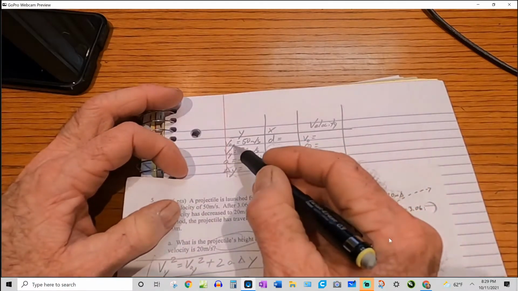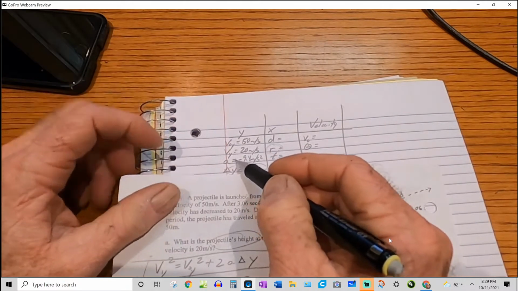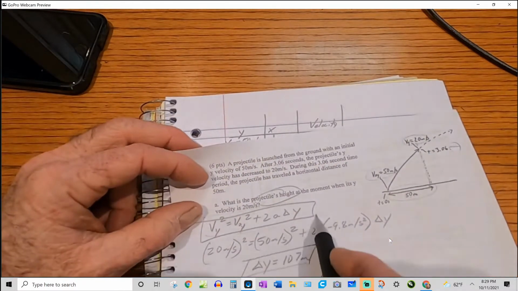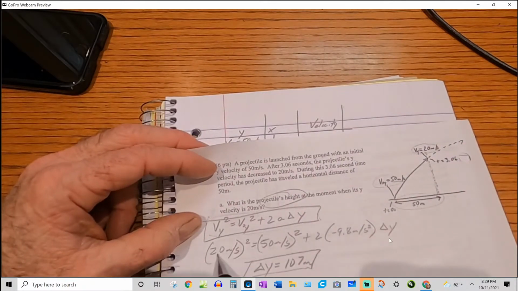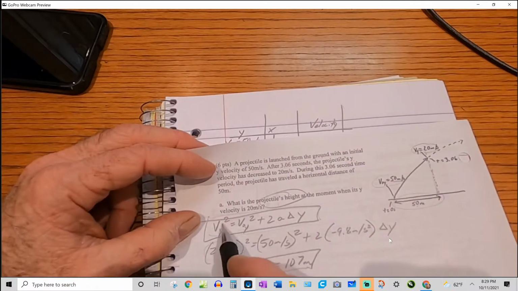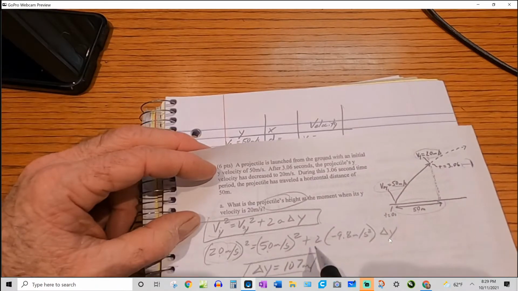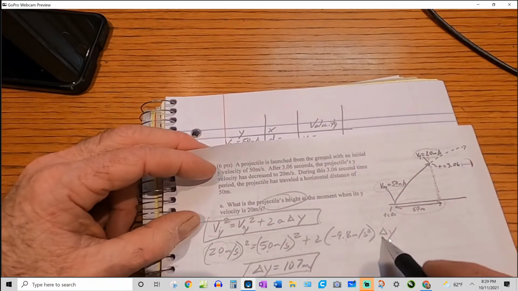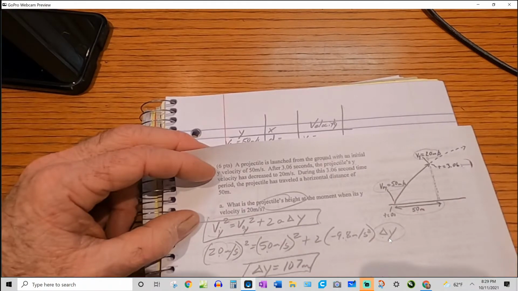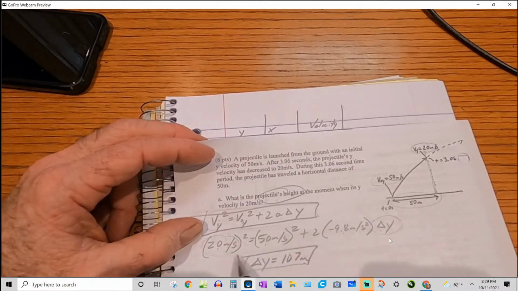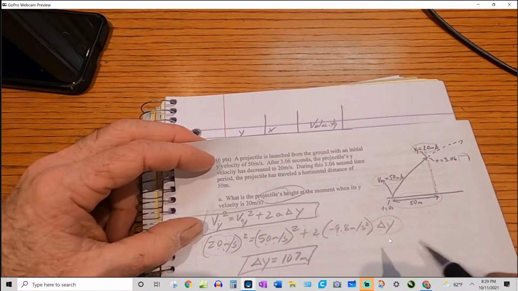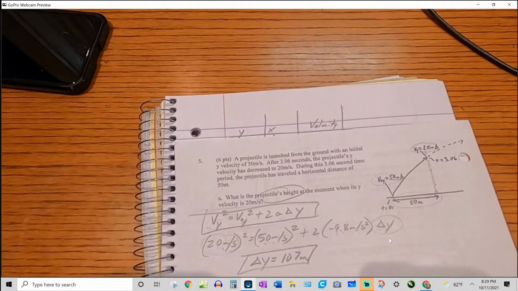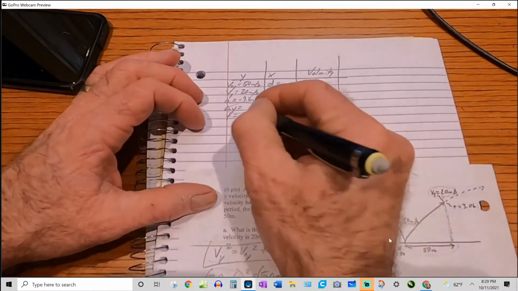So if I have the initial velocity, final velocity, acceleration, and I'm looking for displacement, this is a useful formula. So I can plug in 20 for Vy, 50 for V0y, negative 9.8 for a, and then solve for delta y. If you did that and you got the wrong answer, you should have squared this, subtracted this squared, and then whatever you get there, you divide that by 2 and then divide it by negative 9.8, and you should get 107 meters or something close to 107 meters. So this is 107.